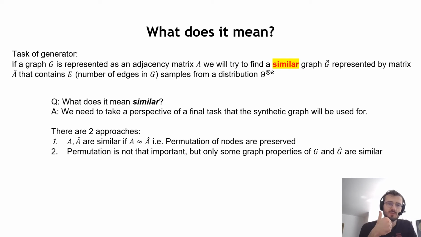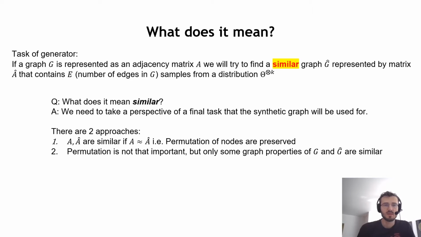The first one is that G and G hat are similar, obviously, if A and A hat are similar. That is, A is almost the same as A hat. So A minus A hat, a norm of that should be very small. That means that we care about the permutation of nodes. This is the first view on this.